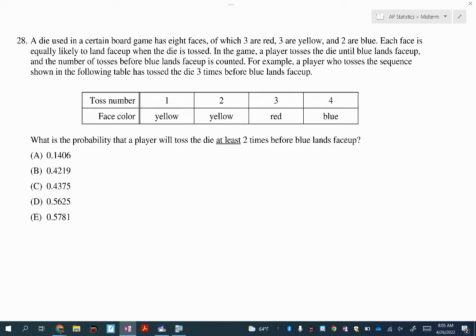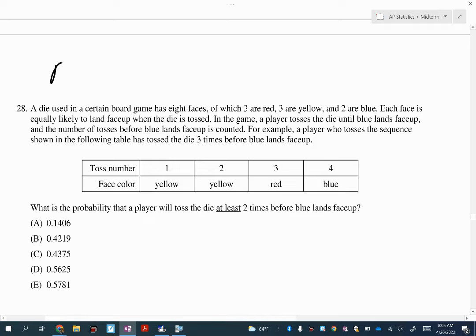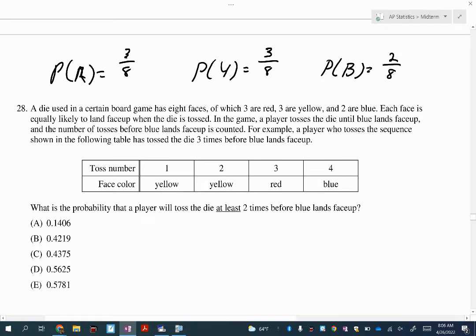So if it makes you feel comfortable, you could write the probability that it's red is 3 out of 8. Probability that it's yellow is 3 out of 8. And then blue is 2 out of 8. I mean, I don't write this stuff. I just do my work. But if that makes you feel better, right, to write down some info. Now, here's the weird thing.